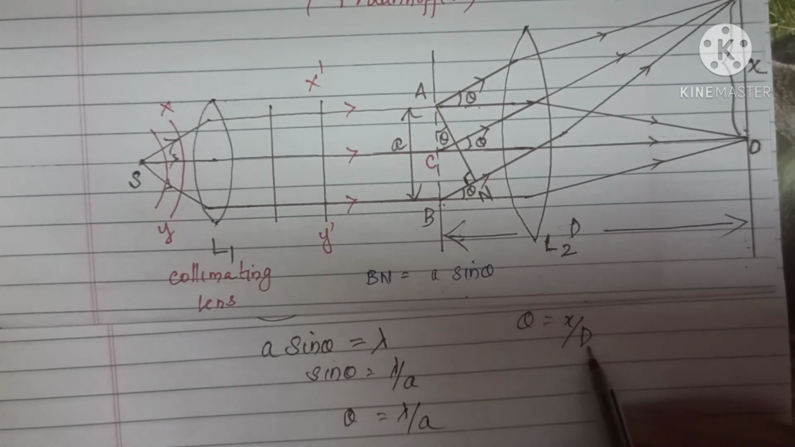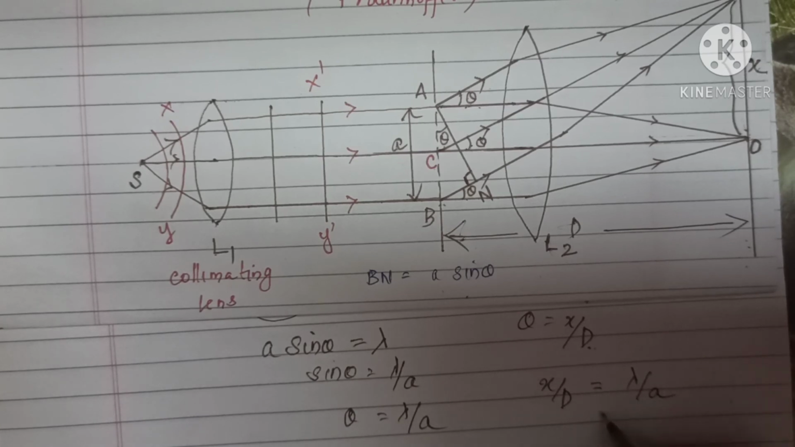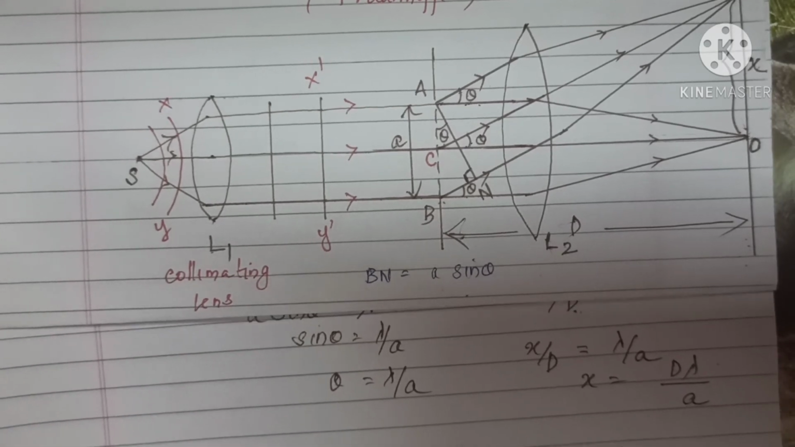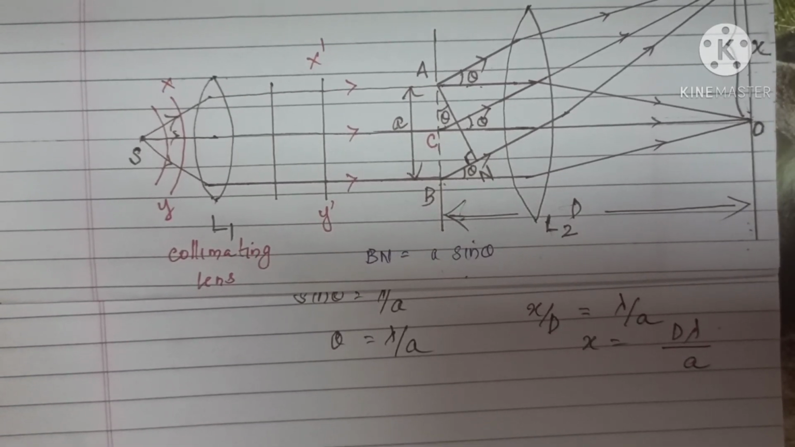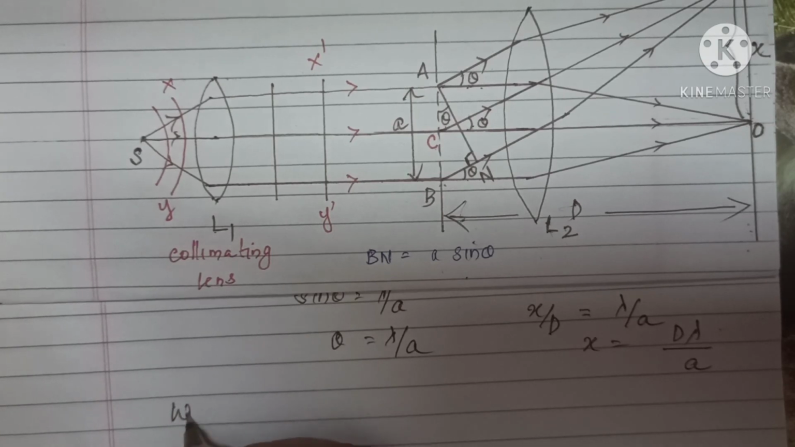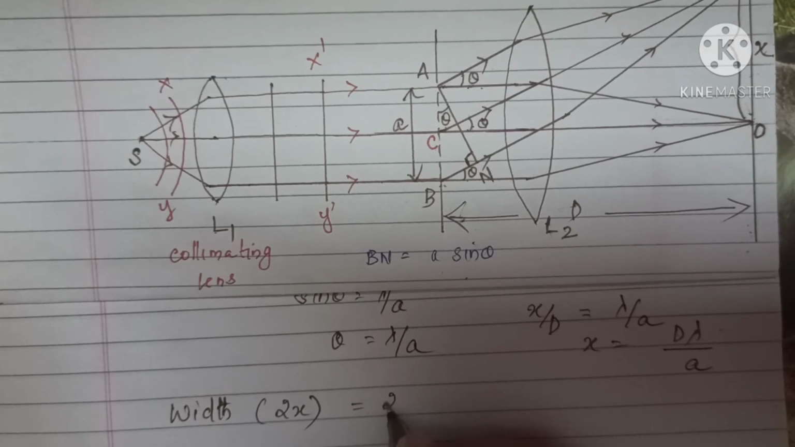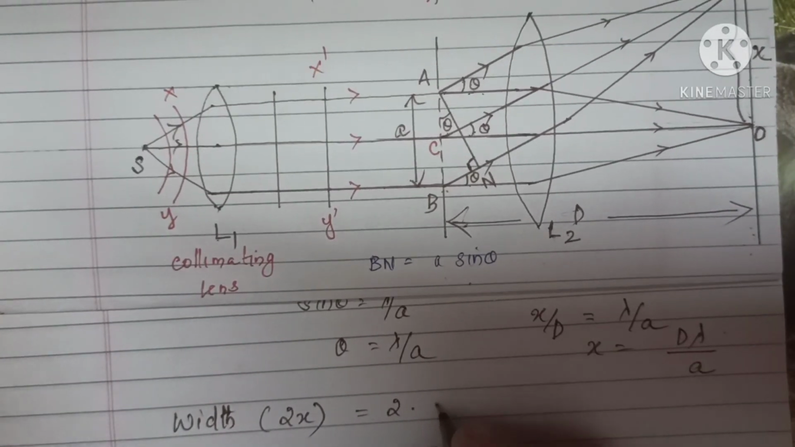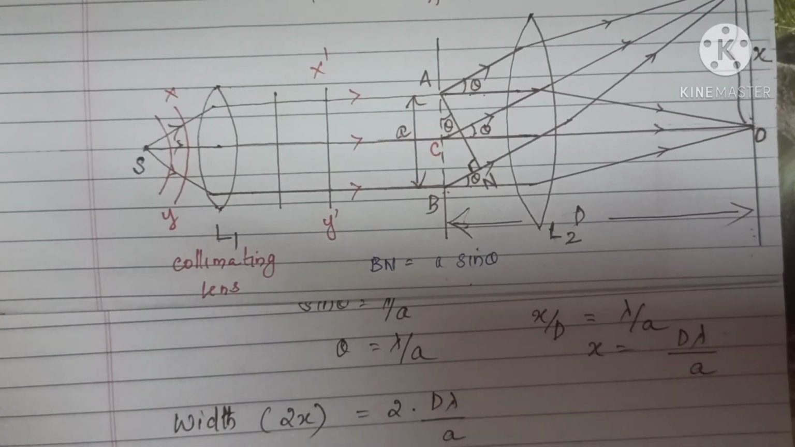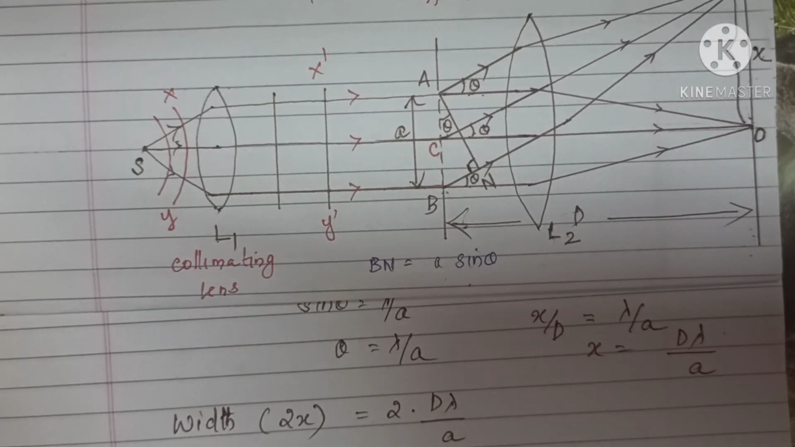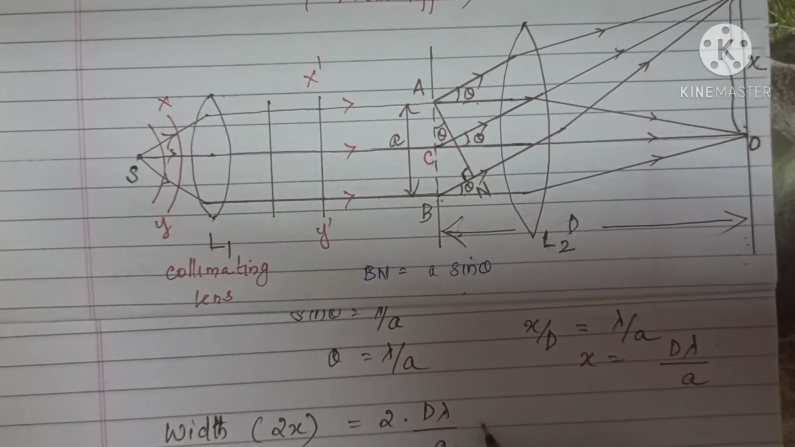Again from here also theta is equal to x by D. So these two can be equated, so that x by D is equal to lambda by a, or x is equal to D lambda by a, isn't it? x equal to D lambda by a. Now we said the width of the central maximum is 2x, that is 2 D lambda by a. Clear? So this is the expression for the width of the central maximum.